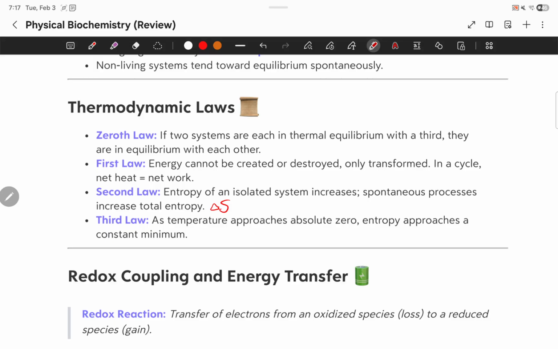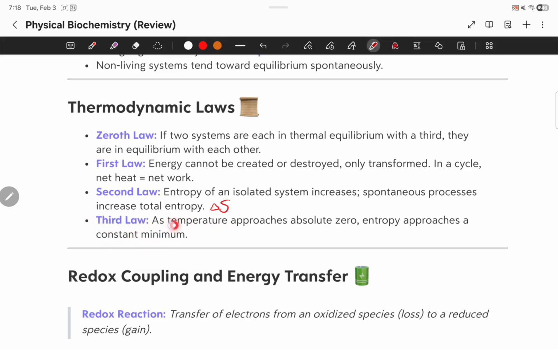The second law is basically telling me about entropy. Entropy is the randomness or disorder of a system. The entropy of an isolated system increases. Spontaneous processes increase total entropy. Entropy is defined by the letter S, and delta S is the change in entropy. And then we have the final law, which is the third law.